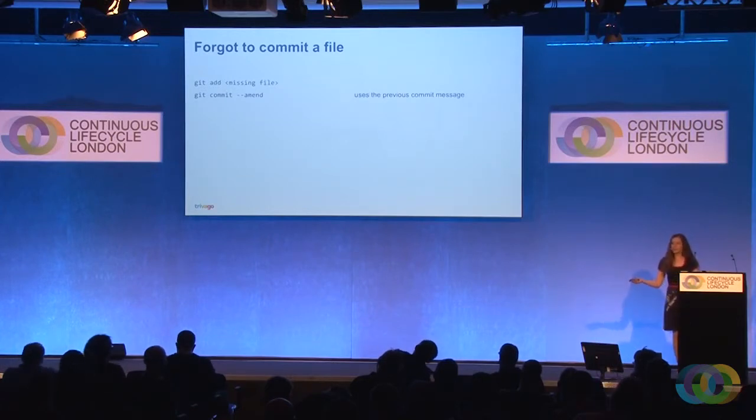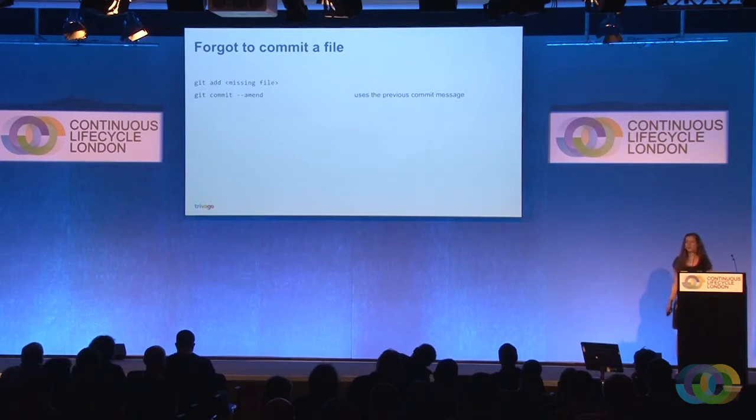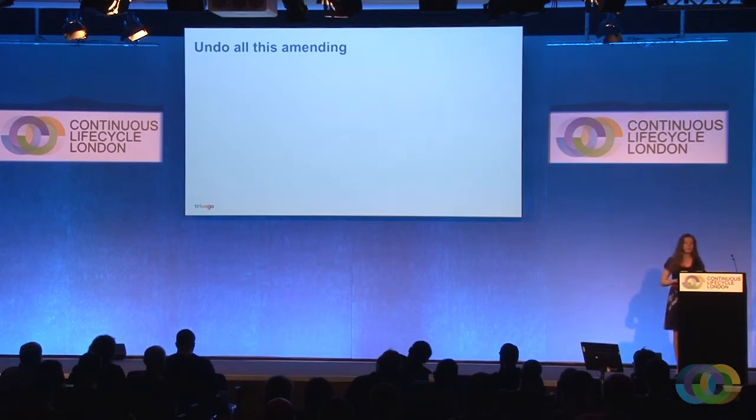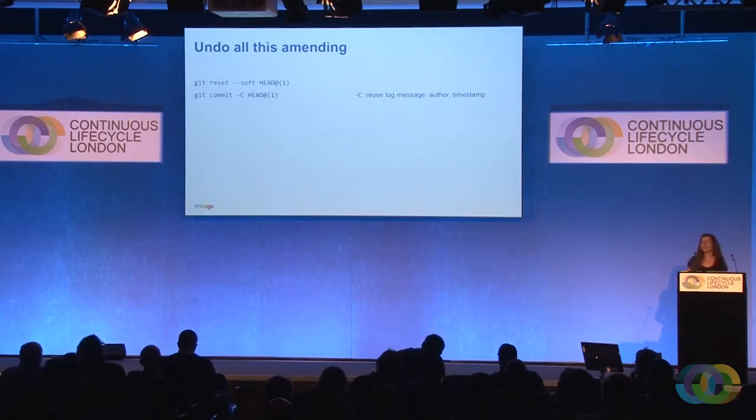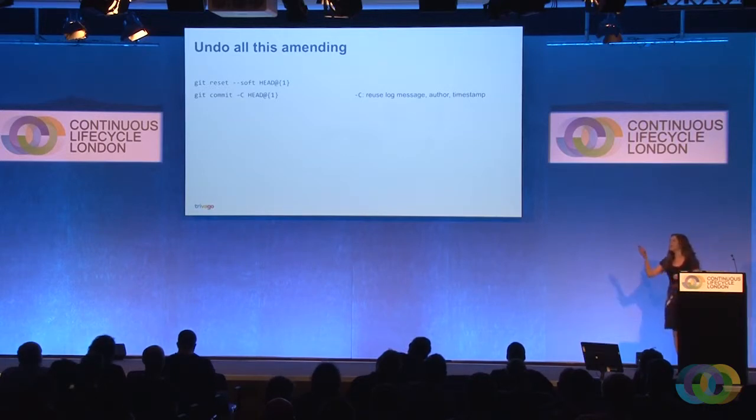So actually, you did all that, and you thought about it, and you had the last half of your coffee, and you decide you actually want to undo all this amending, because this was not really what you wanted to do. You can do a soft reset and then a git commit -C, and that will mean that you can reuse the log message and the author and the timestamp. This flag only works in combination with this reset. Otherwise, I tried it out, does not work with a normal commit. No fraud there.